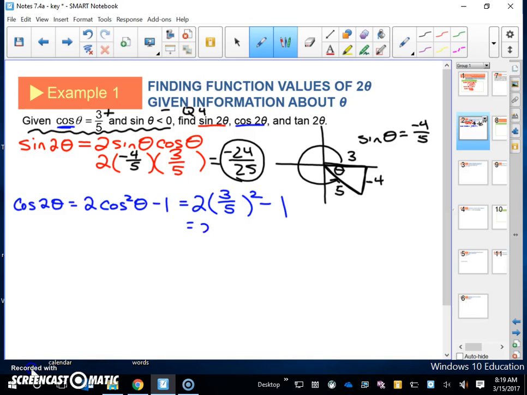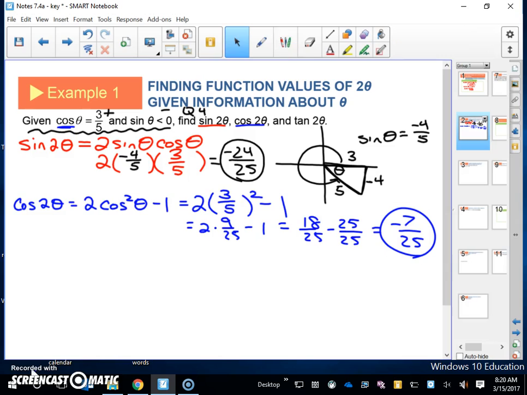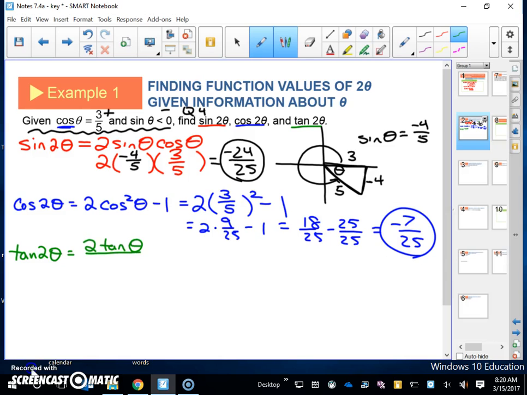I see 2 times 9/25 once I square that, minus 1, or 18/25 minus 25/25. Cleaning up my fraction, that's a negative 7/25. Cosine 2 theta equals negative 7/25. So then lastly, let's do tangent 2 theta. You're going to start with the formula. That identity says 2 tangent theta over 1 minus tangent squared.